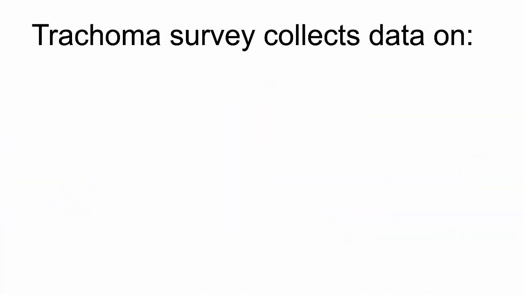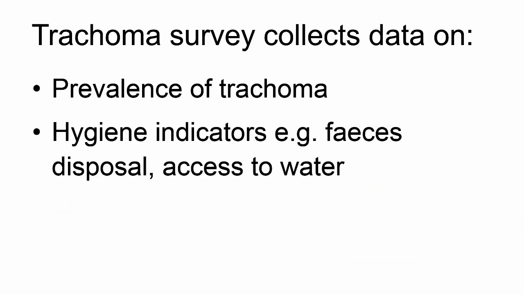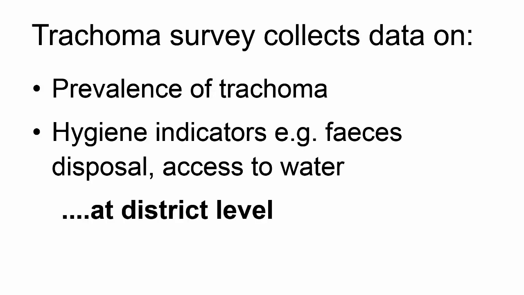This survey collects data on the prevalence of trachoma and also on hygiene indicators, such as the safe disposal of human feces and access to water for use for personal hygiene. And similarly to RAAB, the data is collected at district level in order to be able to inform district level trachoma control efforts. So as for RAAB, the sample is selected in two stages.